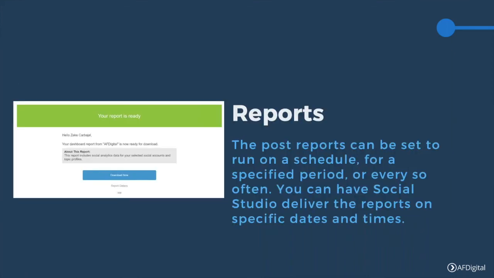And then we also have what we call the reports, which we'll be seeing as well. The post reports can be set to run on a schedule, let's say for a specific period. You can have it once every week or on a specific day of the week. You can have it weekly or monthly or at least quarterly. And you can have Social Studio deliver these reports at specific dates and times, even to emails that are not Social Studio users. So you can actually send reports to your key stakeholders, even if they're not users within Social Studio. So let's go over to Analyze.